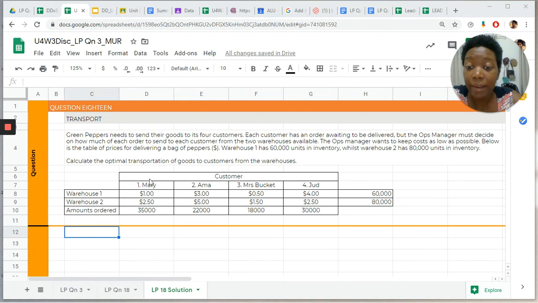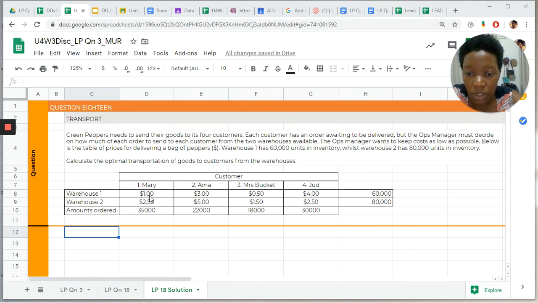Sidebar, I have named these customers. In the question in the slides, it just said customer 1, 2, 3, 4, and I didn't want you to get a little bit confused with so many numbers. So I've given them names just to make this a little bit more personal as well. So we've got Mary, Amma, Mrs. Bucket, and Jude.